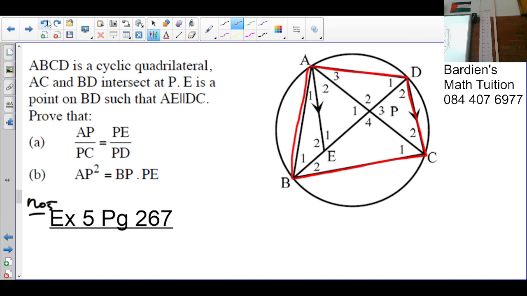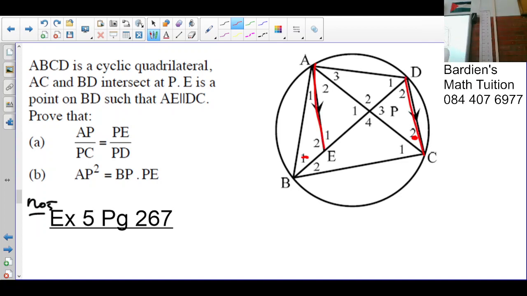Then we are told that, so I'm just going to make one marking here. This one here, and that one there. Then we are told that AC and BD intersect at P. Yes, that's fine. Then we are told that E is a point on BD such that AE is parallel to BC.